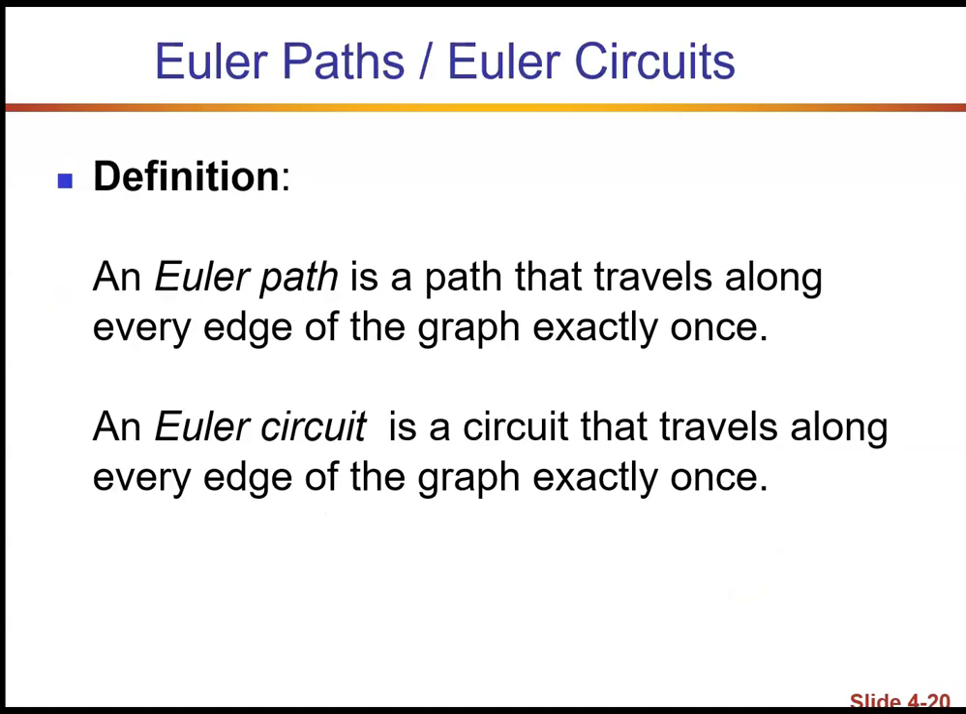All right, so again, let's talk about paths and circuits. An Euler path is a path that travels along every edge of the graph exactly once. An Euler circuit is a circuit that travels along every edge of the graph exactly once. So there's no repeats with these. So a path has, again, 2 different points. One where you start, one where you end. But again, with it being an Euler path, you can only go over everything exactly once. No repeats. Circuit has the same starting and ending point. But again, when you add the word Euler in there, that means, again, no repeats.